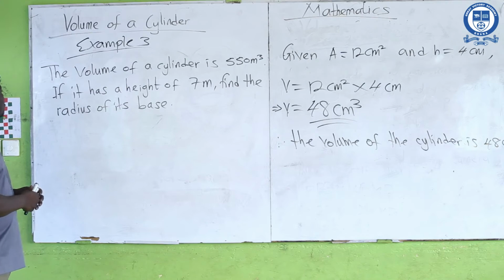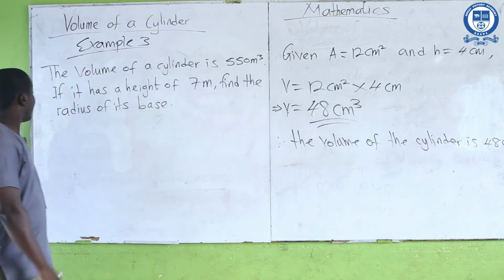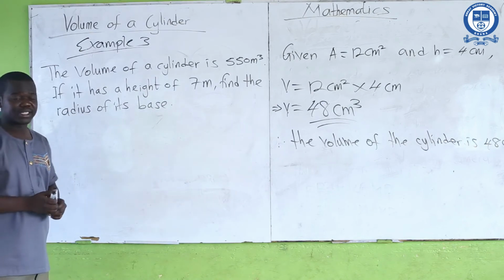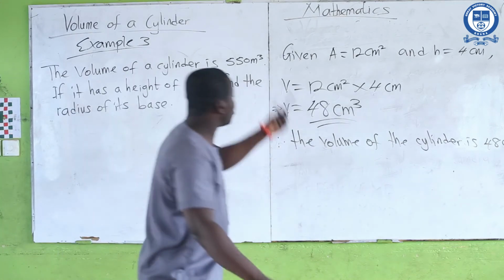The question says that the volume of a cylinder is 550 meters cube. If it has a height of 7 meters, find the radius of its base. Let me write the solution over here.